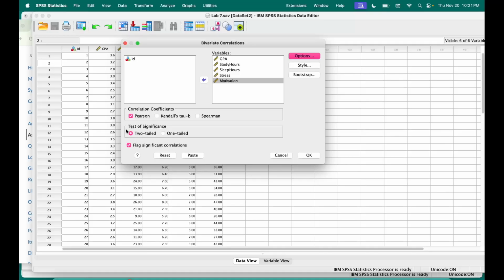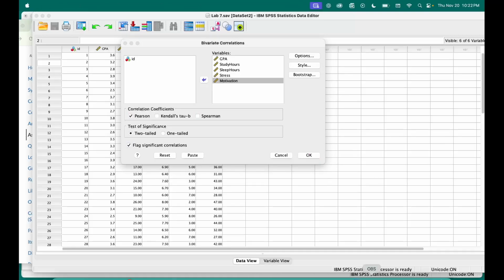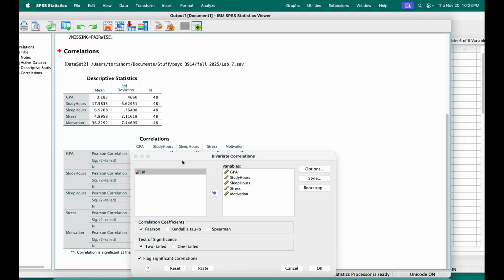But again, when I open this up, these were automatically checked. It would be very surprising if they weren't, just because these are the most commonly used. But if they're not, just make sure these two are the options that are checked. And then for correlation coefficients, you don't have to pick one, so you can check off multiple. But for the purpose of this assignment, you really just need Pearson. So then you would hit OK. Then in your output, you'll get the descriptive tables, which you need, both for your output and your write-up.